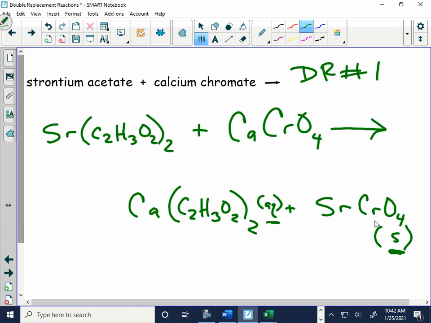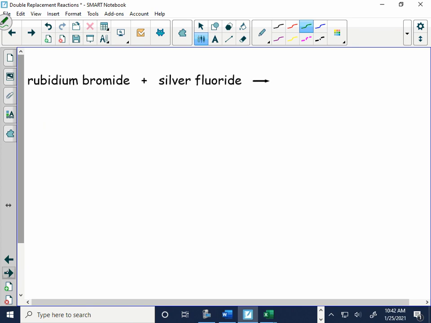All right, awesome. Here's our second one, rubidium bromide. Rubidium bromide with silver fluoride. Once again, I'm not dealing with an acid, so I can see that I have a double replacement number one. I've identified my double replacement reaction. I've identified which type it is. So now I need to write rubidium bromide, silver fluoride.